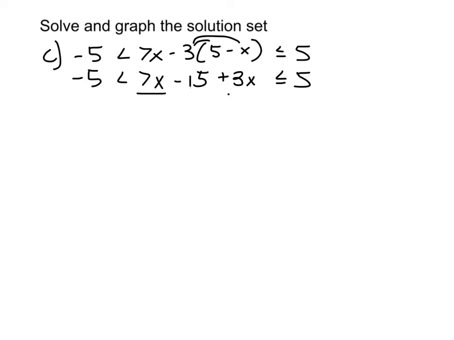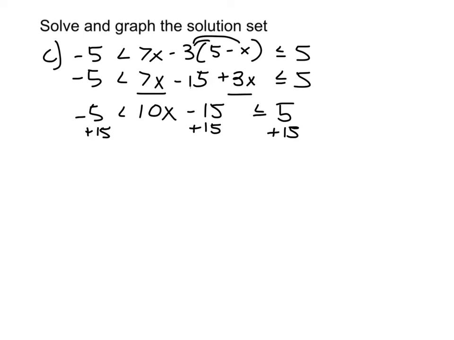So now I'm going to combine these two, 7x and 3x. So that would be 10x minus 15 is less than or equal to 5. Okay, so now since there's 3 parts or 3 sides to this inequality, we have this side, the middle, and the right. I want to add 15 to all those sides, right? So usually I only have to add 15 to the right and left side. Since there's 3 sides to this equation, you need to be careful that you do it to all 3 parts.